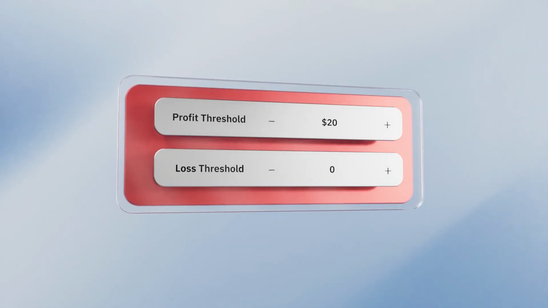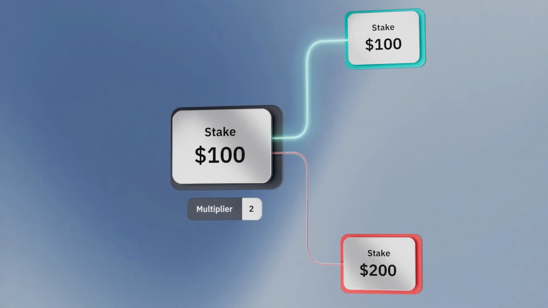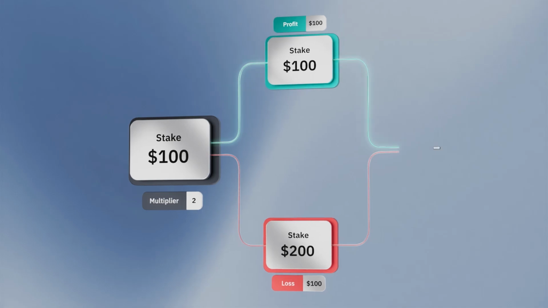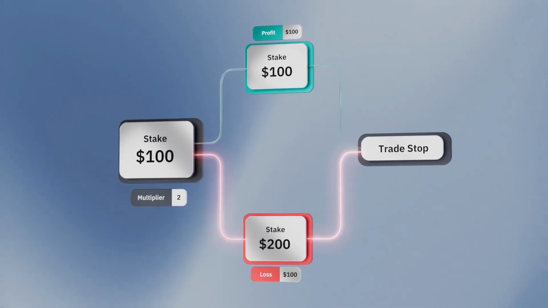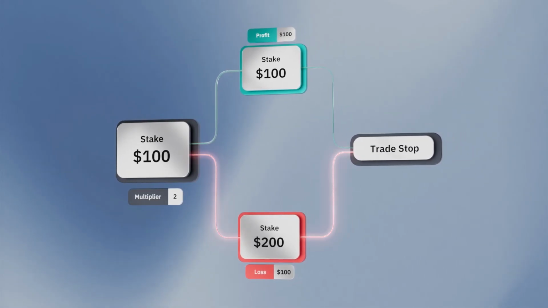For example, if you set a profit threshold at 100 USD and the strategy exceeds 100 USD in profit from all trades, the bot will stop running. The vice versa will also apply for the loss threshold.